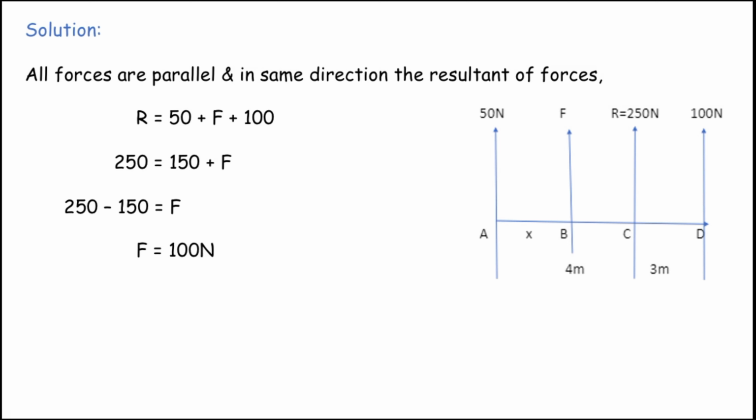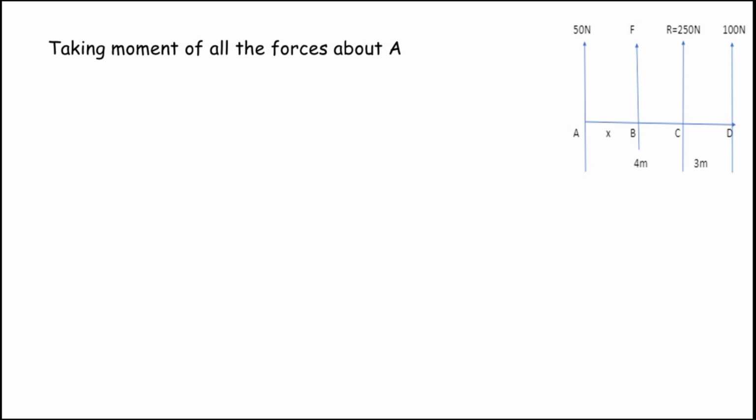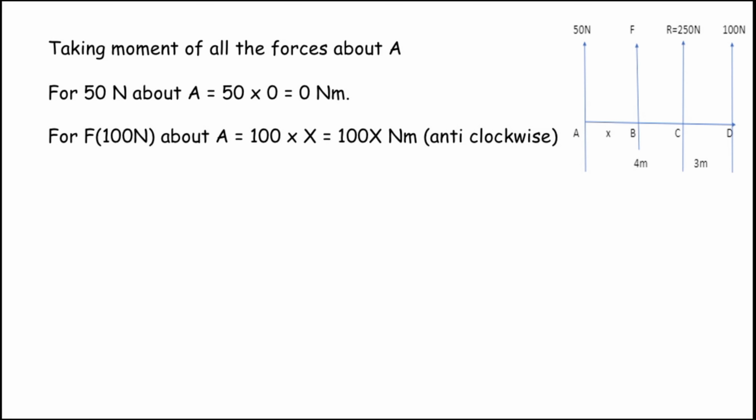Now, we found the force F is 100 Newton, and we have to find the distance from A to F. For that, we have to find the moments of all the given forces. The moment of the 50 Newton force about A is 0, since it is acting at the same point, so it has no moment. The distance is 0, so 50 into 0 is 0 Newton meter. The moment of F, which we found to be 100 Newton, about A is 100 into X, which becomes 100x Newton meter.